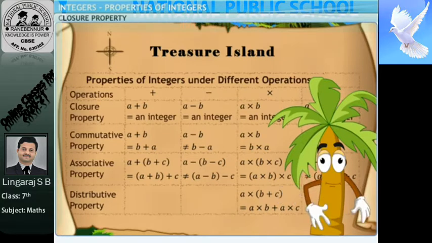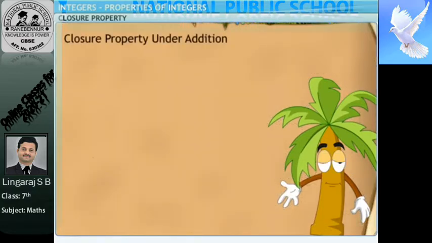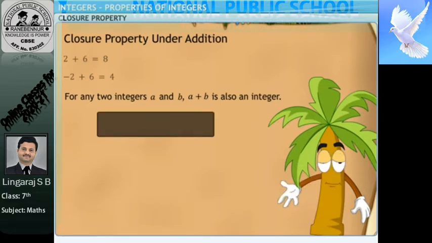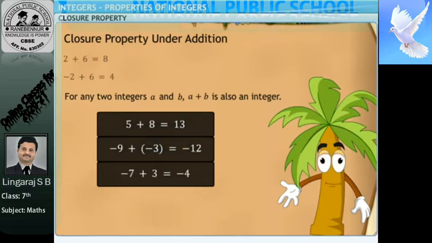What do we have here? The closure property of integers. That's easy. You remember that the sum of two whole numbers is a whole number. For example, the sum of 2 and 6 is 8. Now, let's add two integers, -2 and 6, and see what we get. We get 4, which is also an integer. That means for any two integers a and b, a plus b is also an integer. So we can say that integers are closed under addition.